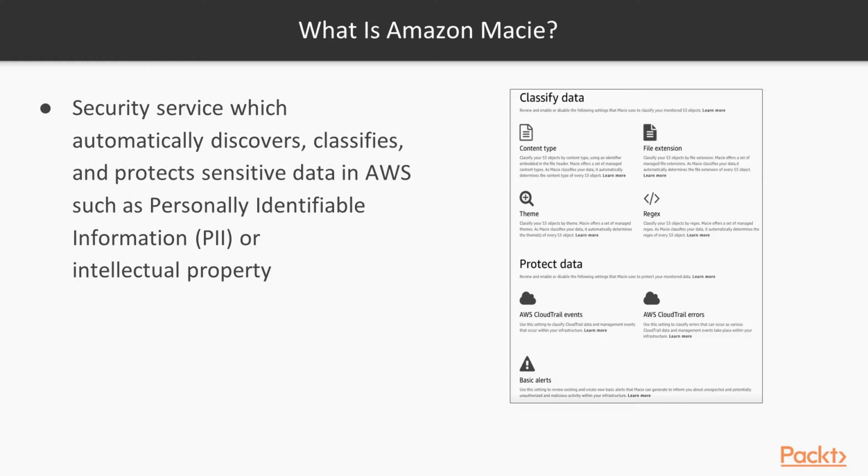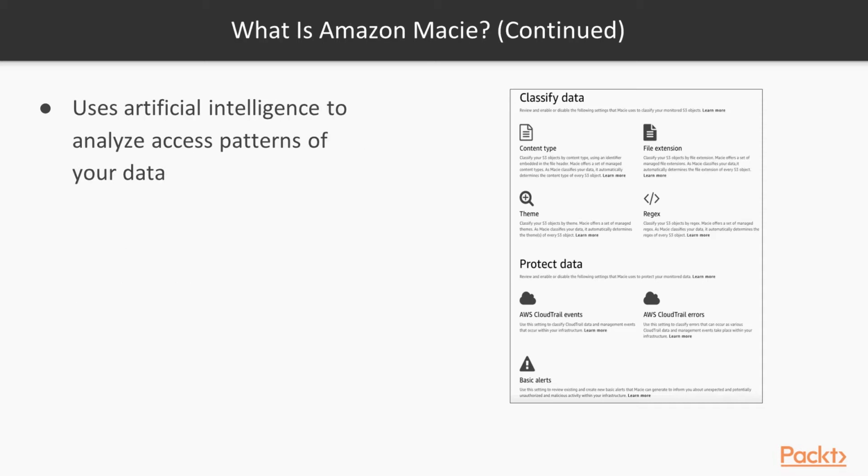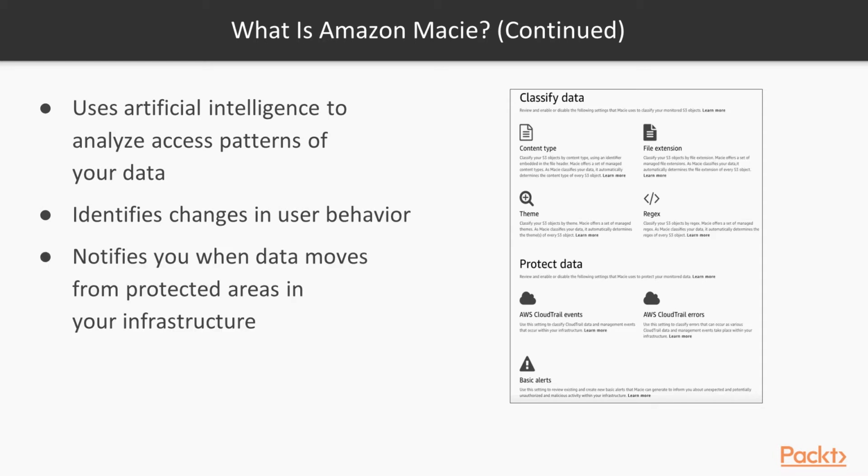It's a security service which automatically discovers, classifies, and protects sensitive data within your AWS account, such as personally identifiable information, or PII, or intellectual property. It uses dashboards and alerts to visualize how your data is accessed or moved. And it uses artificial intelligence, or machine learning, to analyze access patterns of your data. It identifies changes in user behavior, and it notifies you when data moves from protected areas in your infrastructure.